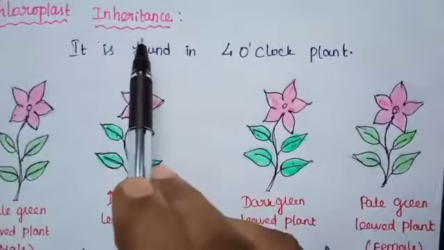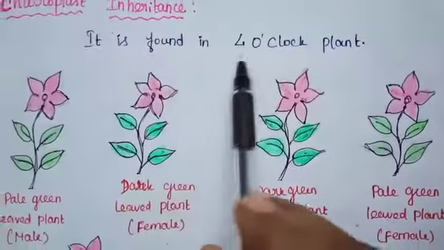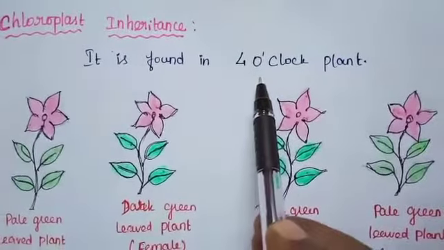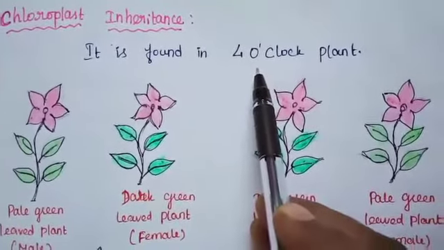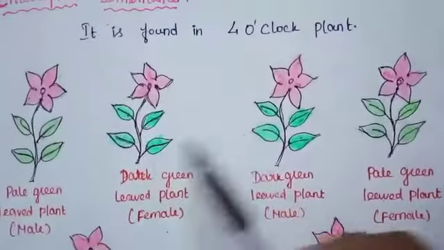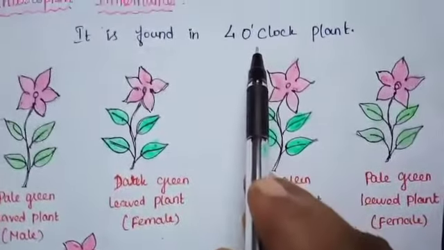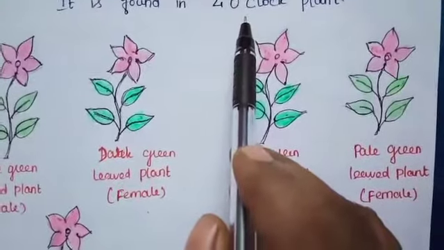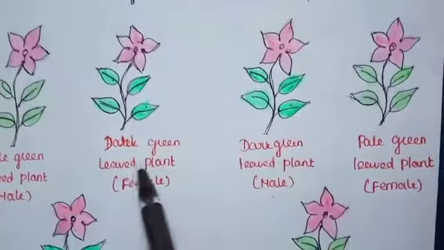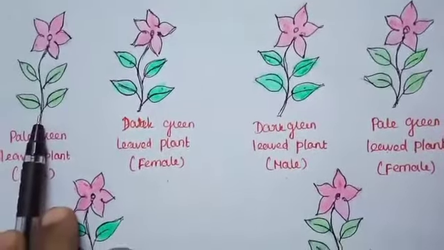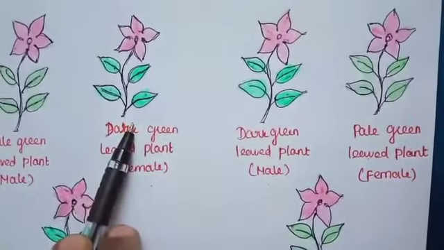Chloroplast inheritance is found in the four o'clock plant, Mirabilis jalapa. In this, two types of variegated leaves are present in the four o'clock plant. What are the two types of leaves? Dark green leaved plants and pale green leaved plants. This is the pale green leaved plant, this is a dark green leaved plant.